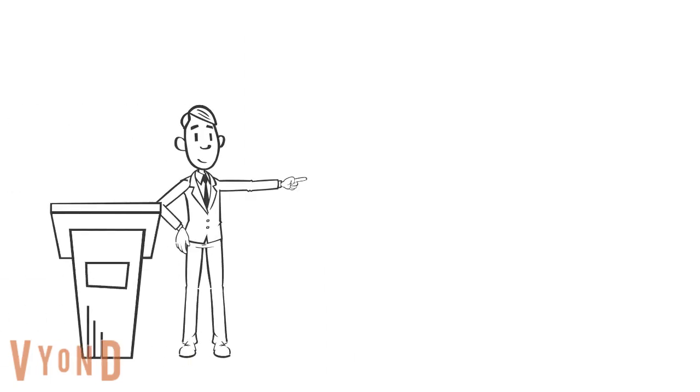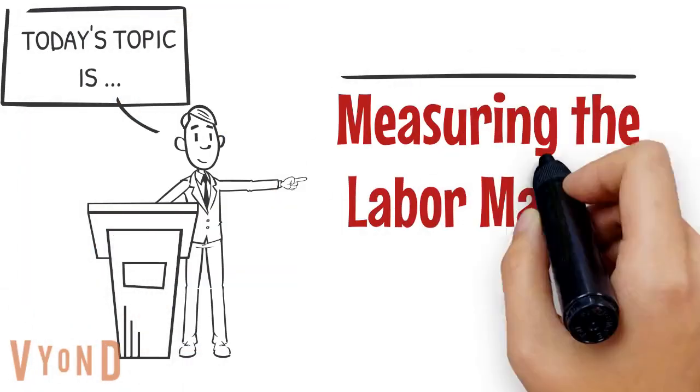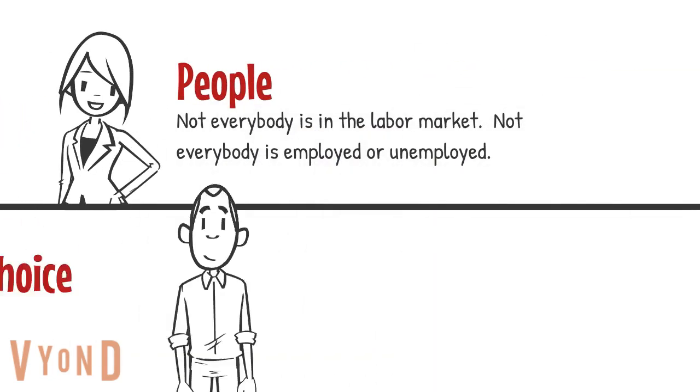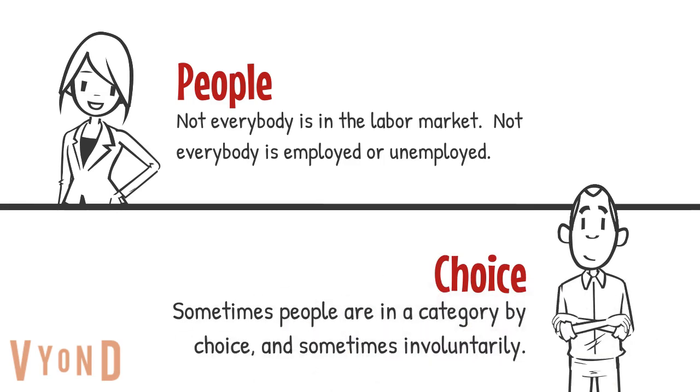This is the first half of chapter 7, which is about measuring the labor market, employment, unemployment, and all of those related categories. It's important to remember as we go through this that some of the numbers we're going to look at indicate voluntary choices and some indicate involuntary choices.